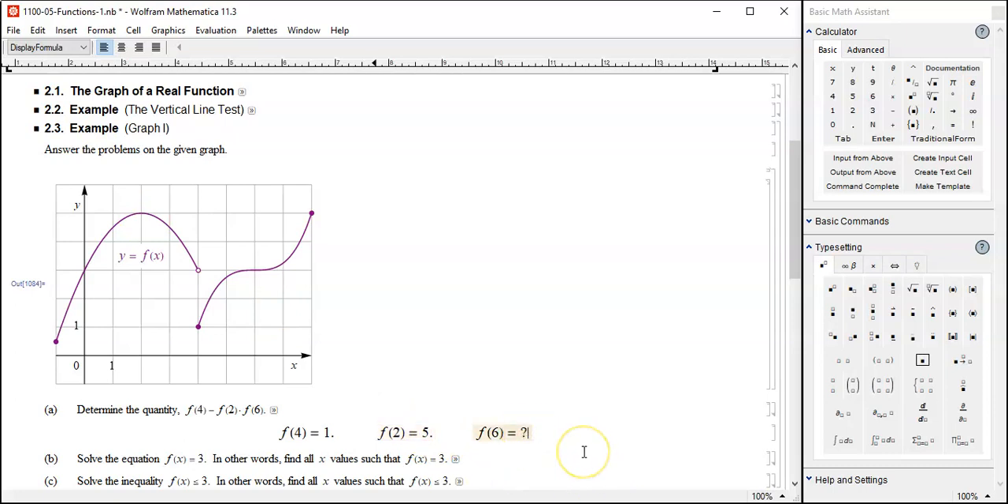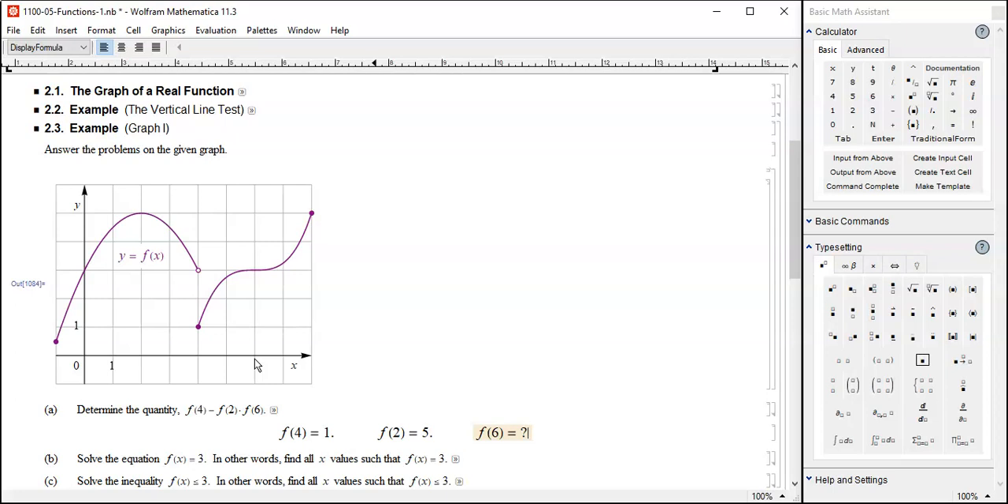One more exercise. F of 6. Again, we are looking for the function value at x equals 6. The function value is the y-coordinate, so you are looking for the y-coordinate. Alright, x equals 6. Where is it? 1, 2, 3, 4, 5, 6 here.